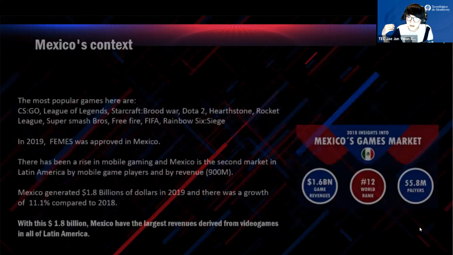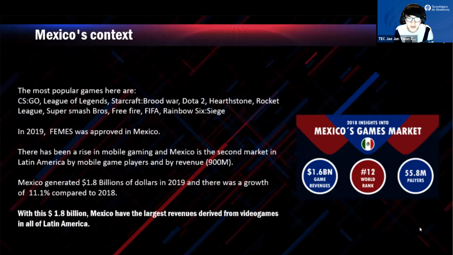And then we're going to talk about Mexico. Here, the most popular games are CSGO, League of Legends, StarCraft, and many others. In 2019, FEMES, the Mexican Federation of Esports, was approved, and with this, esports was recognized as a sport in Mexico. Then games like Free Fire, PUBG Mobile, and many others have been getting more trendy here. So there has been a rise in mobile gaming. Mexico is the second market in Latin America by mobile gamers and by revenue, and the revenue is around $900 million.